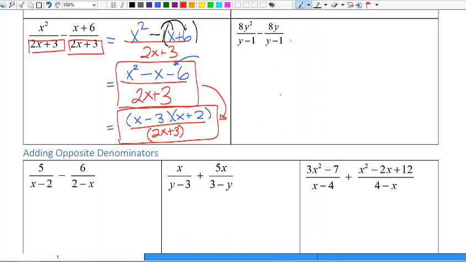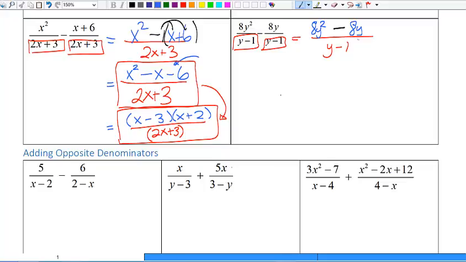On our next problem, we have y plus 1 in both denominators. That's good news. So I just keep that in the denominator. In the numerator, it is a subtract problem, but because there's only one term in each numerator, the first fraction only has 8y squared, and the second fraction only has 8y, I don't really need to put parentheses around it because there's only one term and I don't need to distribute to more than one term.